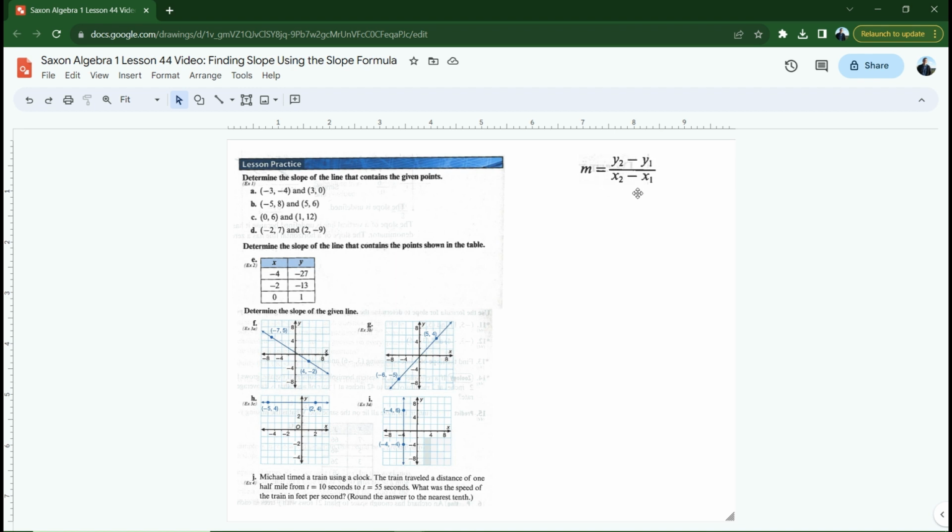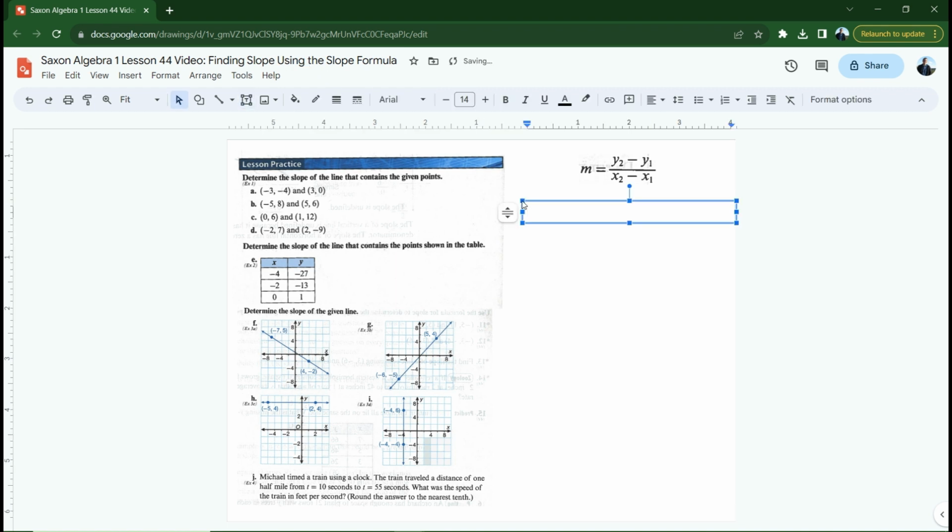All right, let's actually do some of these so you know what we're talking about here. In letter A, what we are doing is trying to, from 2 points, figure out the slope of the line that contains the points. Well, all we're going to do is do y2, the y of the second point is 0, minus y1, the y of the first point is -4. Now notice it's minus a -4.